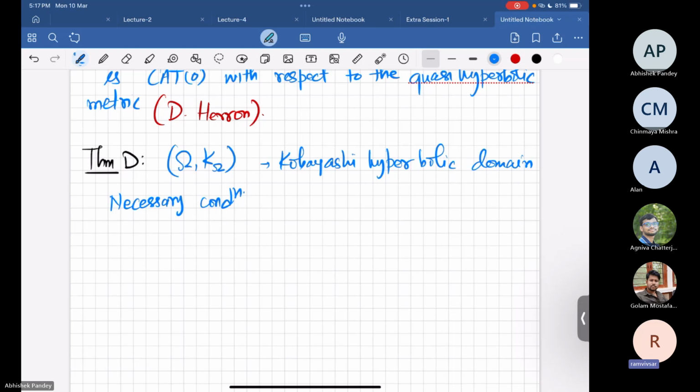I have seen his result later. Okay, so it will be M-convex or something like that. So it is necessary, but I don't know whether that result is published. I haven't read that paper, but yes, that result is there. A necessary condition for omega comma K omega to be CAT(0).